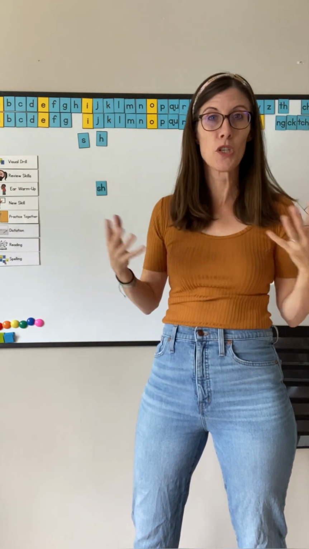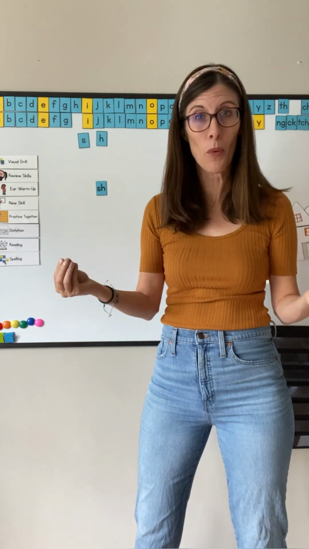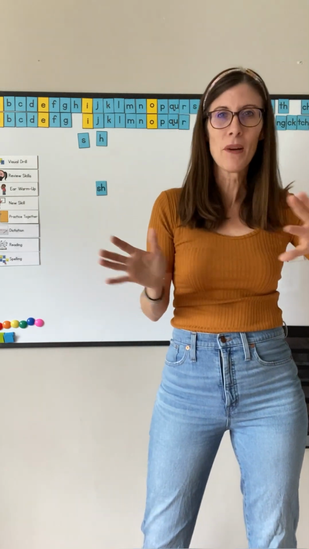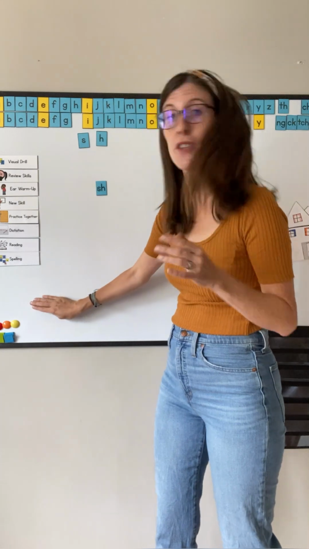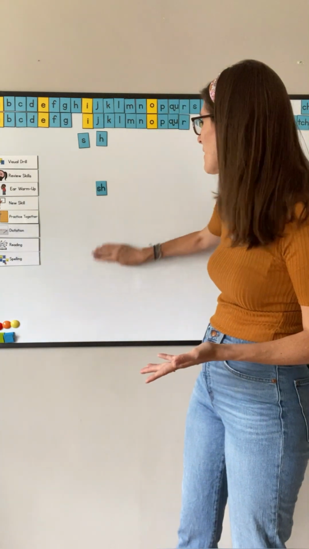So let's do the word shop. Let's say the word and let's use it in a sentence and let's break it apart. So what sounds do we hear in the word shop? And at this point, since we've already been practicing CVC words, they're used to segmenting words with three phonemes or three sounds. So this isn't new to them. So shop, sh, ah, p. So I'm going to use these. You could also use sound boxes, whatever is easiest.